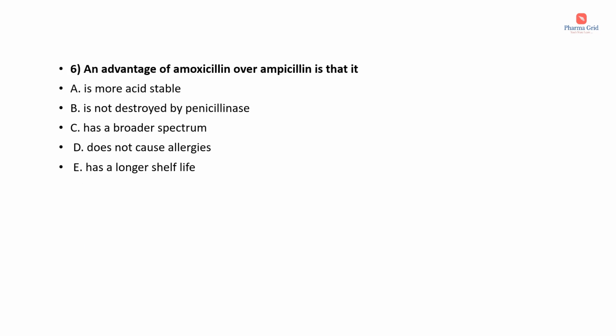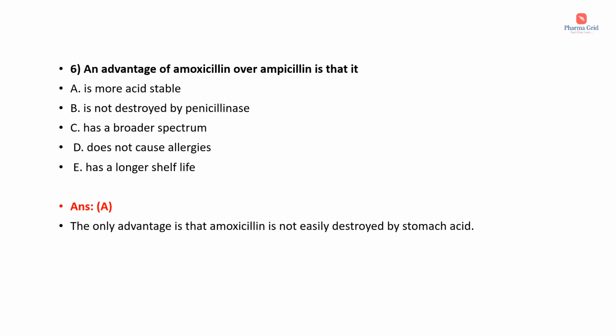An advantage of amoxicillin over ampicillin is that it is more acid stable, it is not destroyed by penicillinase, has a broader spectrum, does not cause allergies, has a longer shelf life. So in the question they have asked us to find out the advantage of amoxicillin over ampicillin. Both amoxicillin and ampicillin are aminopenicillins belonging to the extended spectrum penicillins. So here the correct answer is option A, that is, the only advantage is that amoxicillin is not easily destroyed by the stomach acid.